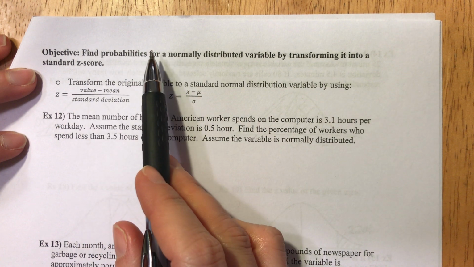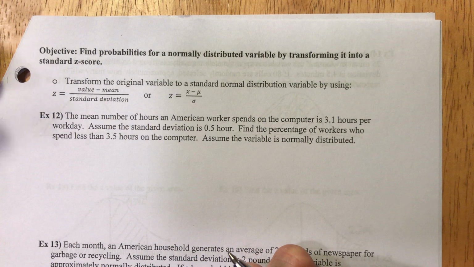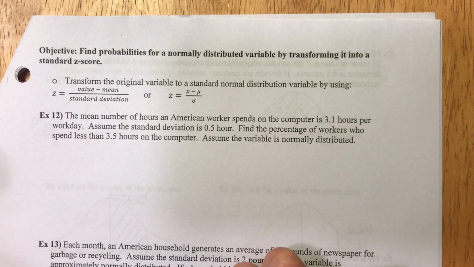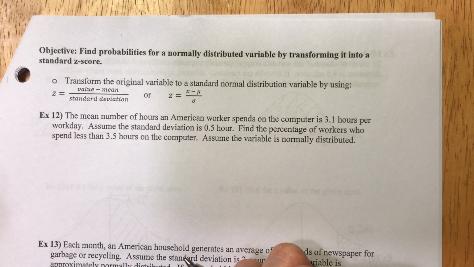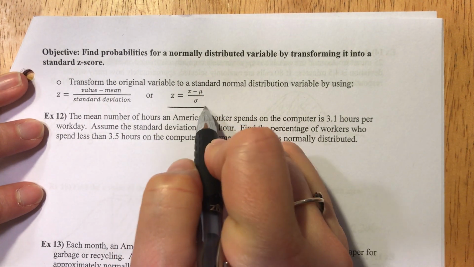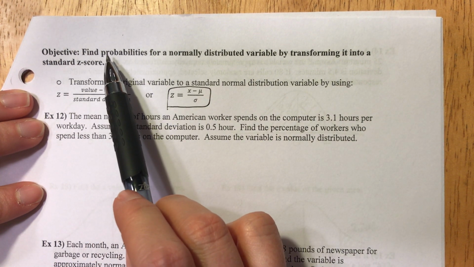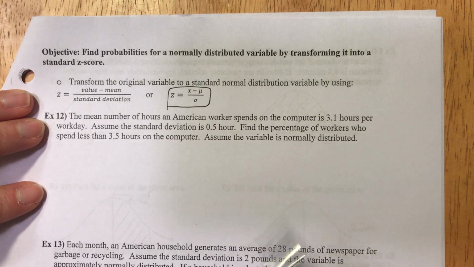So what we're going to do is take our z-score. Now, we've been just being told z equals negative 5.6 or z equals 1.13. Today, we're going to figure out how you get that z-score. Where does it come from? We actually did this when we did chapter 3. Now we're going to put it all together with the area of the curve. So you've got your z-score formula here, and our objective is to find the probabilities for a normally distributed variable by transforming it into a standard z-score.